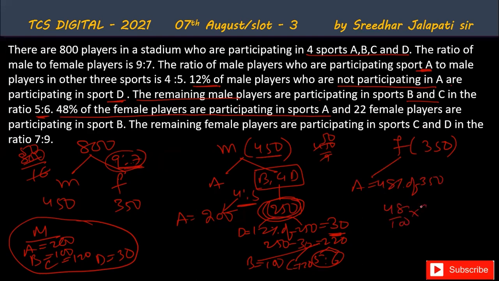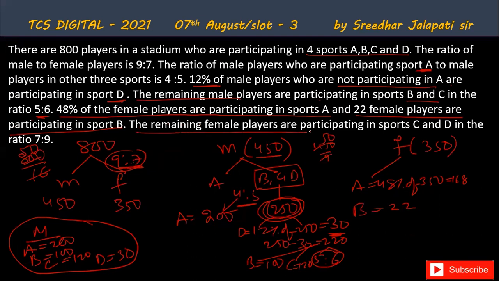48 by 100 into 350, that is 168. Right? Those 168 female people are playing sport A, out of 350. Next point, if you read the next point, 22 female players are participating in sports B. Directly it is given. In female sports B, 22.